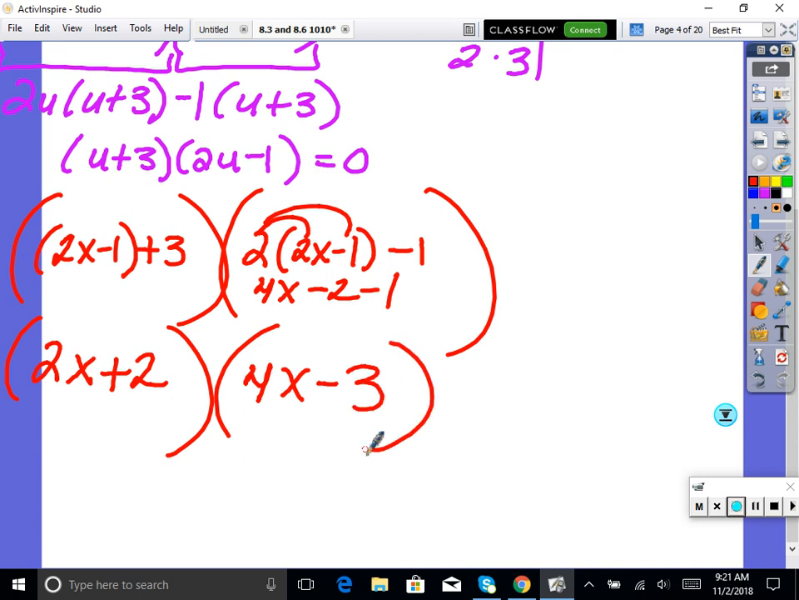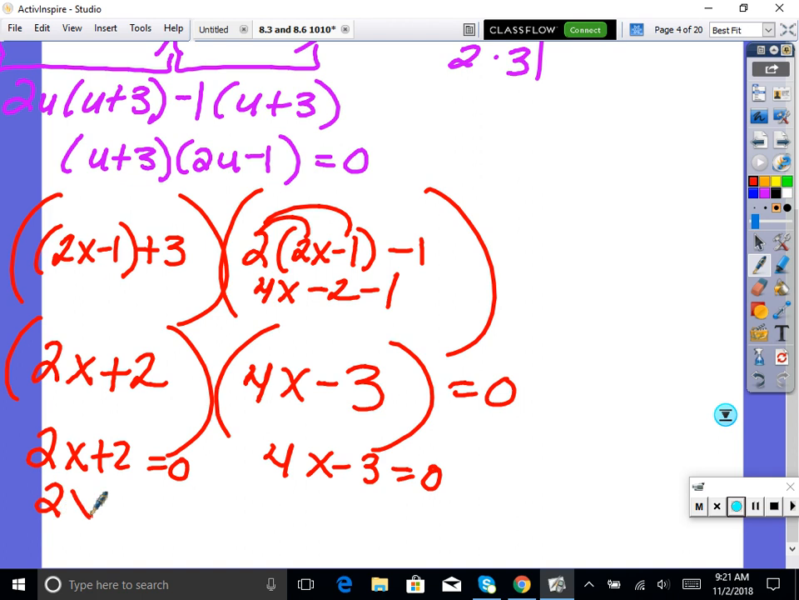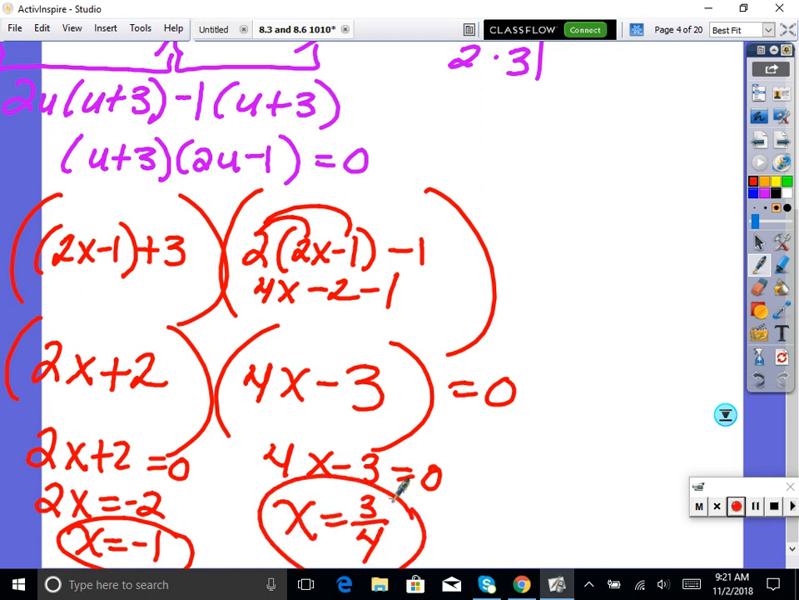And now can't we set each of those equal to 0? 2x plus 2 equals 0. 4x minus 3 equals 0. So subtract 2: 2x equals negative 2. So x equals negative 1. There's one solution. Add 3, divided by 4. X is equal to 3 over 4. There's our second solution. Was it degree 2? Yes. So we found them all. Are we good?